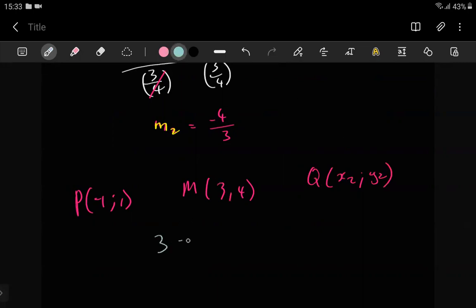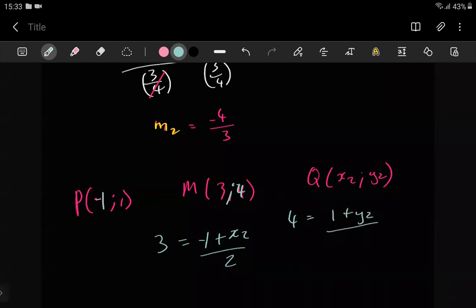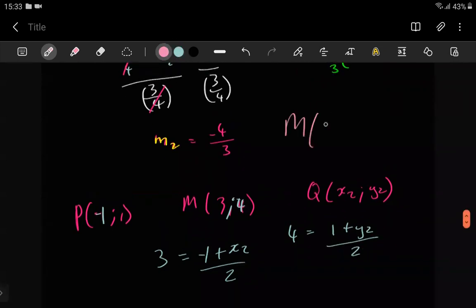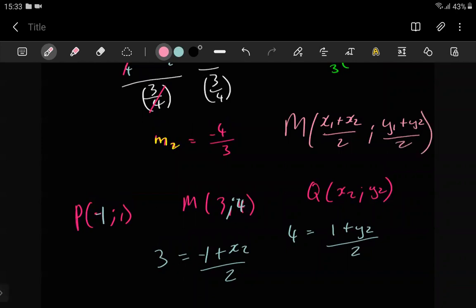So the 3 is equal to this plus that over 2. The 4 is equal to this plus that over 2. The midpoint formula just says your midpoint will have x1 plus x2 over 2, y1 plus y2 over 2. And then you're going to have an x value of the midpoint and a y value of the midpoint. So we have x equal to this, y equal to that.